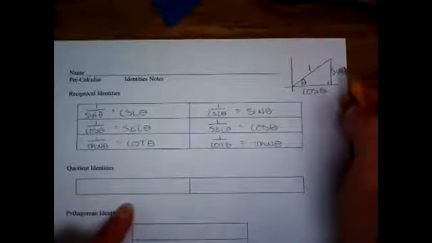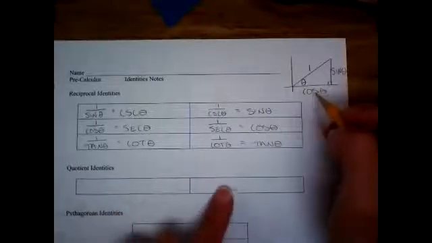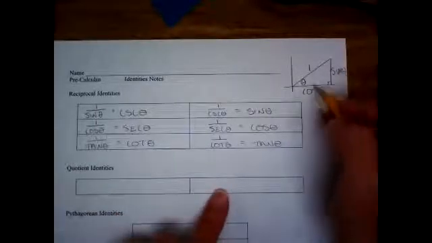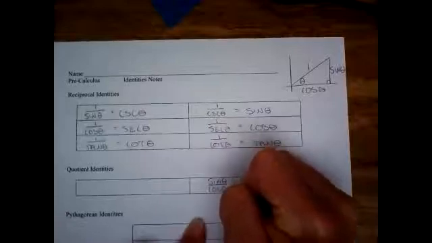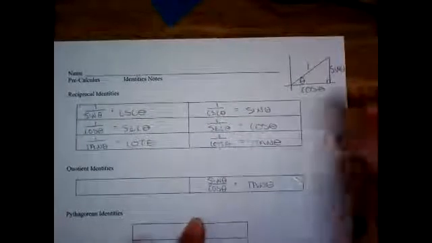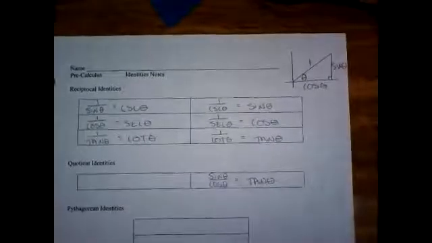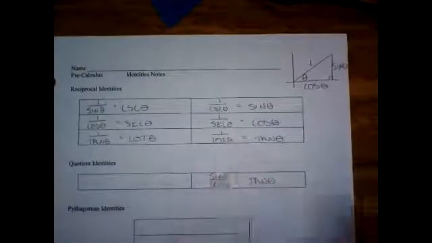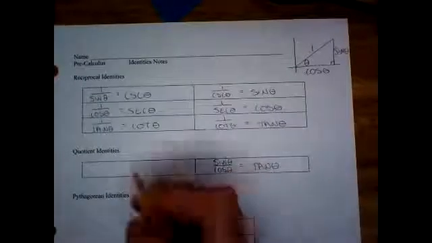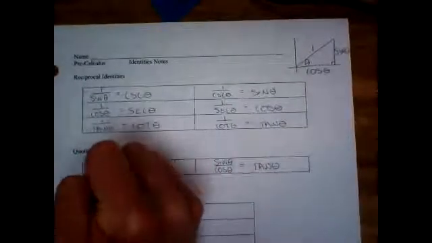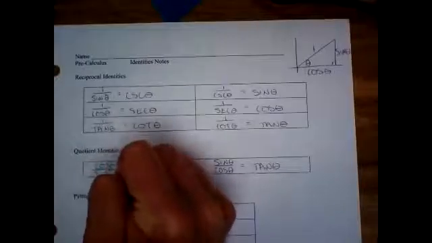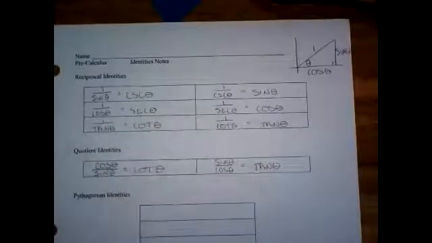So when you do a quotient, something over something else, if you do sine over cosine, that's going to give you tangent. Tangent is opposite over adjacent, or y over x. So sine over cosine is going to give you tangent. Tangent was y over x, sine over cosine. And then for cotangent, since tangent and cotangent are reciprocals of each other, if you just flip that over, you're going to get cotangent. So cosine over sine gives you cotangent.